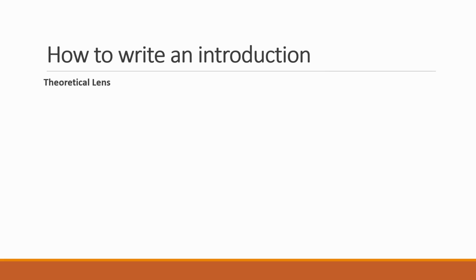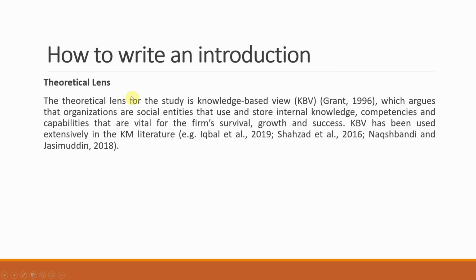Now the theoretical lens. Obviously, if you are explaining the relationship between variables, it should be based on an existing theory that is available. In this example, the theoretical lens for this study is the knowledge-based view by Grant 1996, which argues that organizations are social entities that use and store internal knowledge, competencies, and capabilities. So you define the knowledge-based view, and you may mention that this theory has been used extensively in this type of research or with these variables.